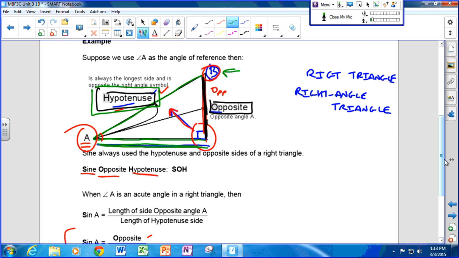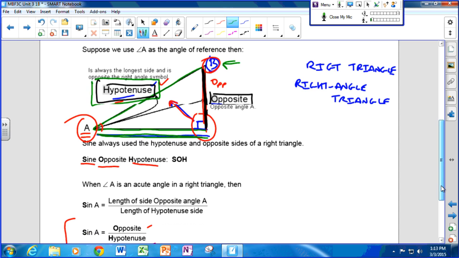When you're working out the sine ratio and all the other ratios, the hypotenuse is always in the same place, but the opposite side changes depending on which angle you're looking at. And that's really the key here.